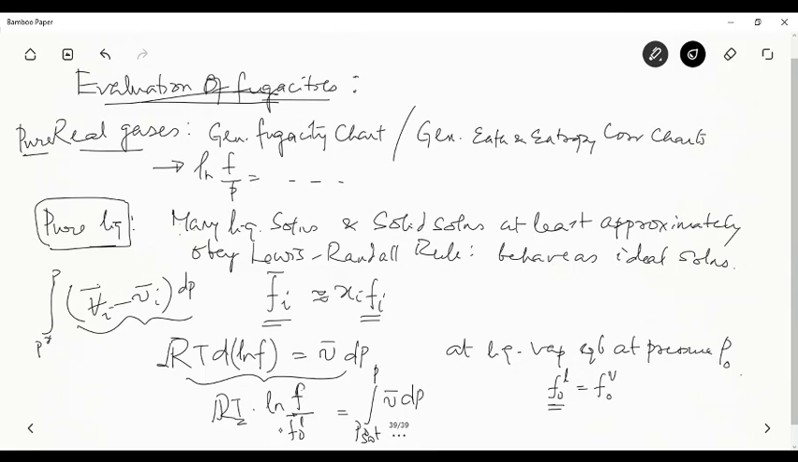So at the same temperature, the pressure is equal to P sat. At that condition we say FL equals FV at saturation. So instead of the 0 I can actually have saturation here.